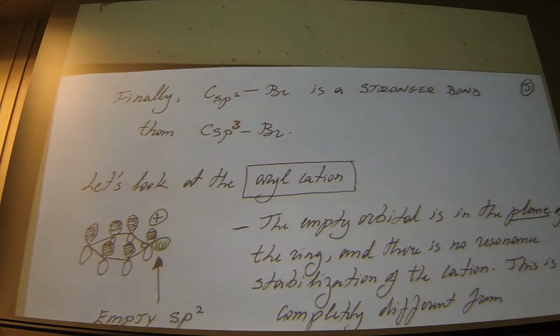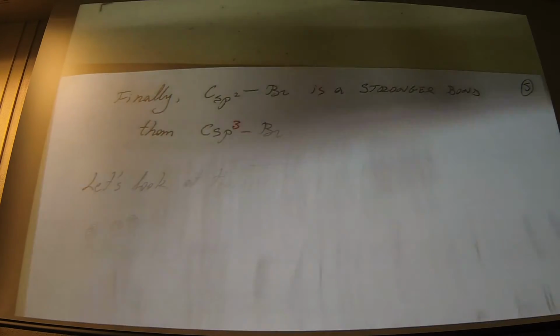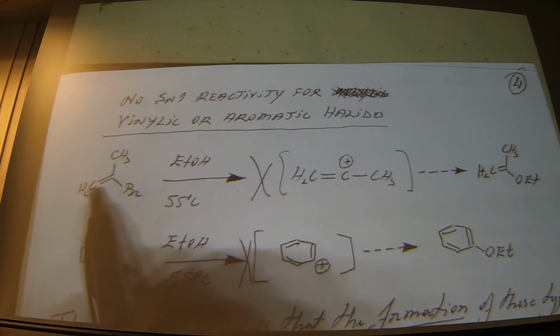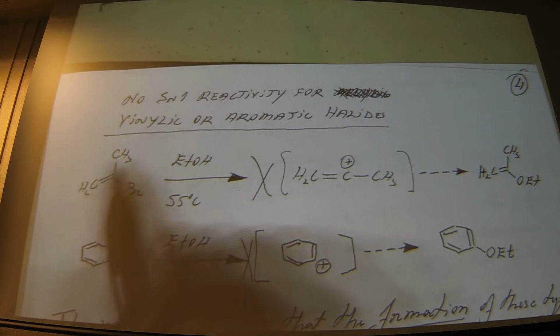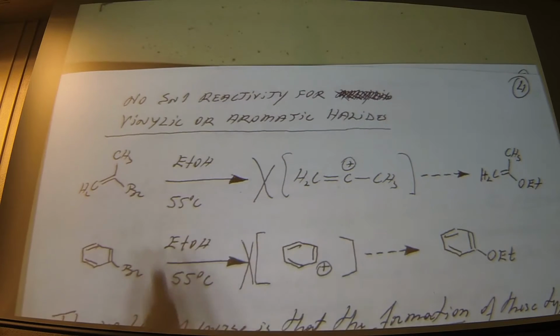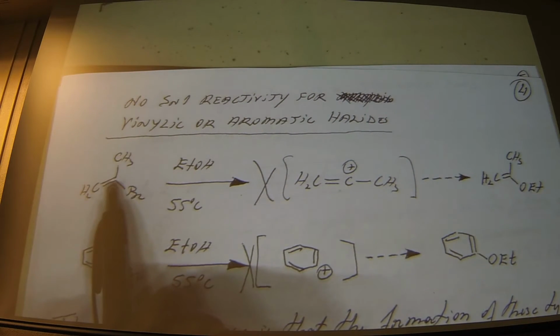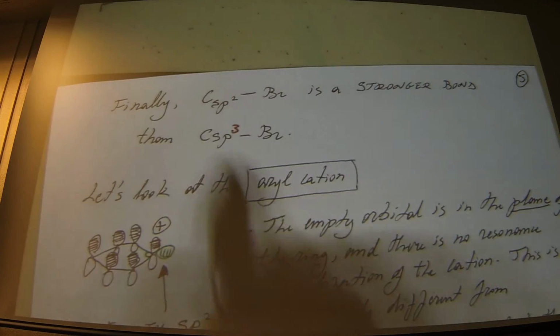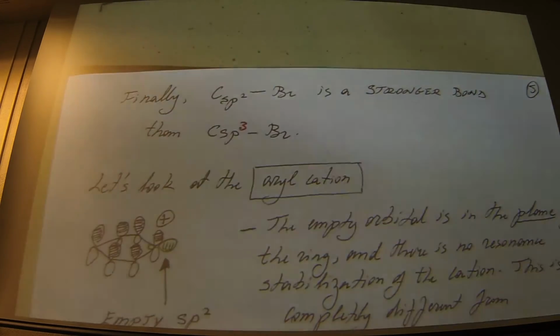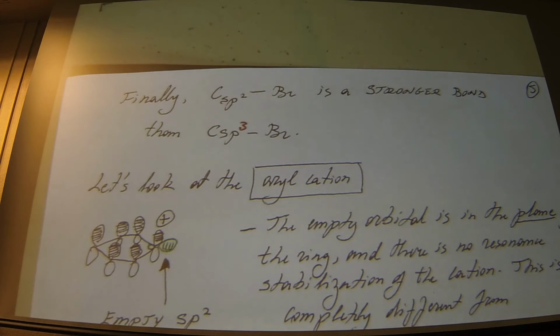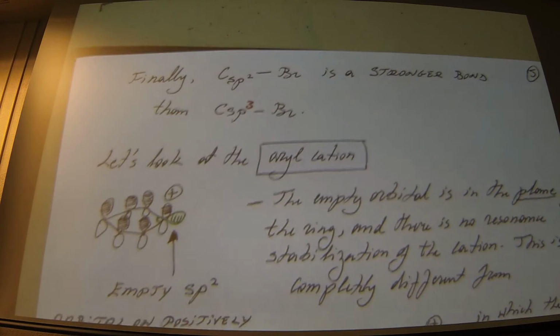So if I look back at this molecule, the CH bonds here are shorter and stronger than the CH bonds there. Well, this carries over to the carbon-bromine bond that's bonded to an sp2 hybrid versus one that's bonded to an sp3. So you have every reason to expect that you're not going to see that kind of solvolysis reaction. So now we go and take a look at the aryl cation.